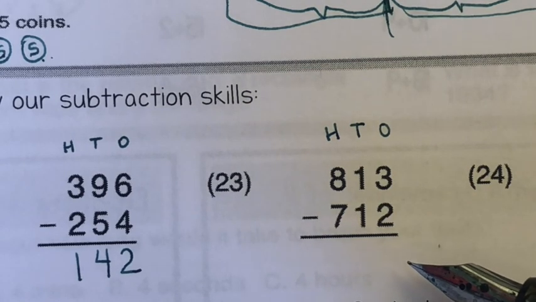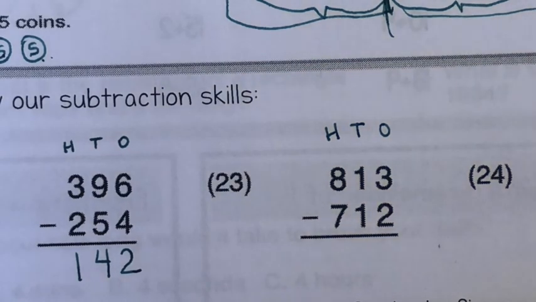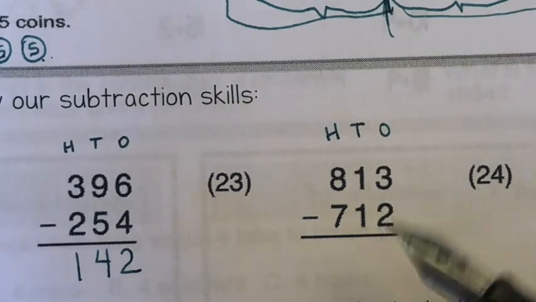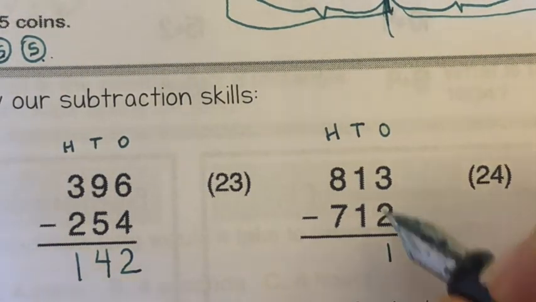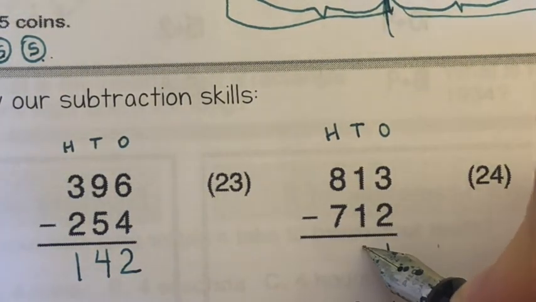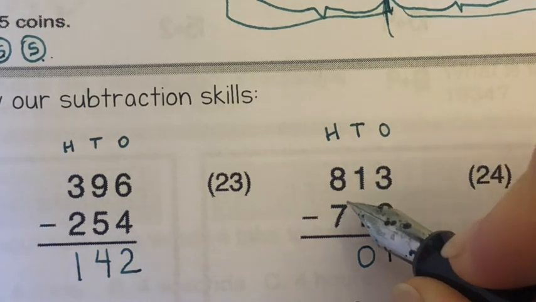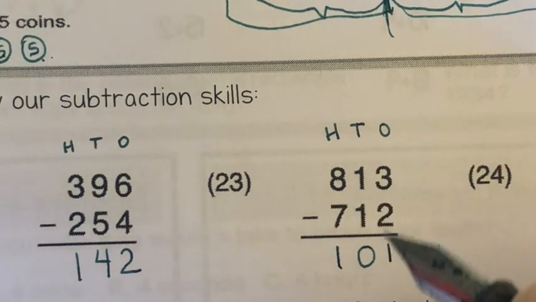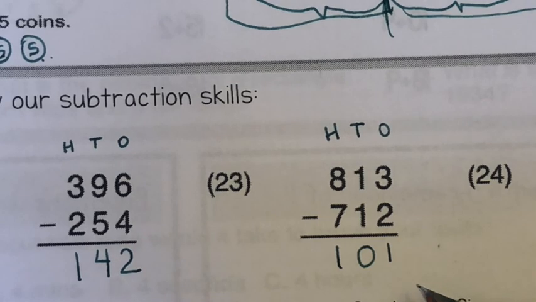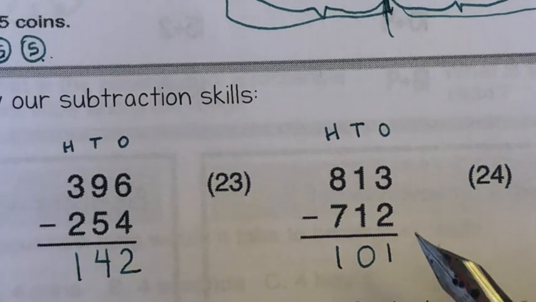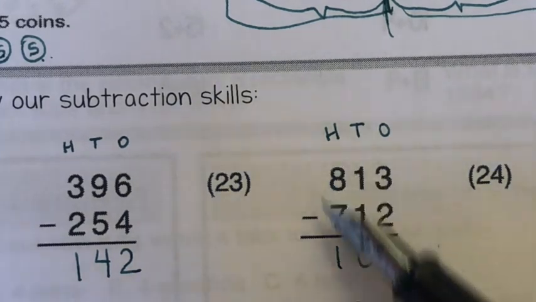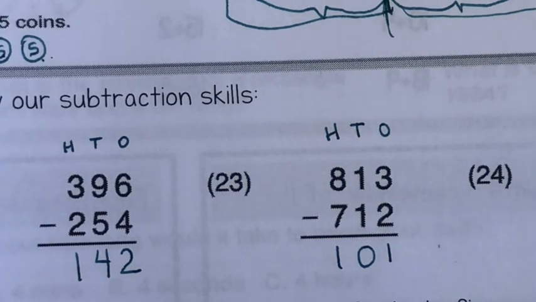Mrs. Oakes didn't instantly know the answer when she was in grade 4 either. So 3 subtract 2 is 1. 1 subtract 1 is 0. 800 subtract 700 is 100. 101. Some people, when they see that, would instantly know in their head what it is. Some people, like me, need to work through it slowly. And either way, guys, is completely fine.